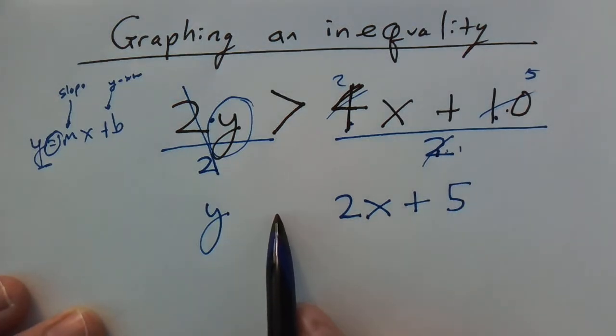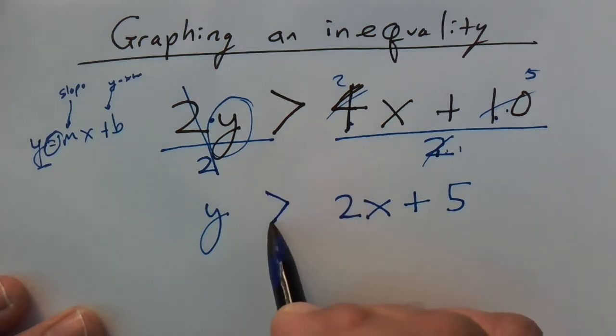Before I put the sign here, I ask myself, did I divide by or multiply by a negative? If I had, the sign would flip. But in this case, we divided by a positive, so the sign stays the same.